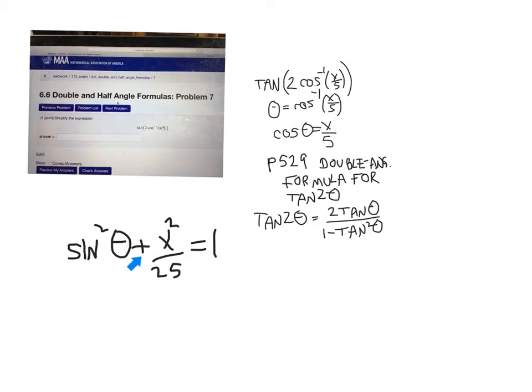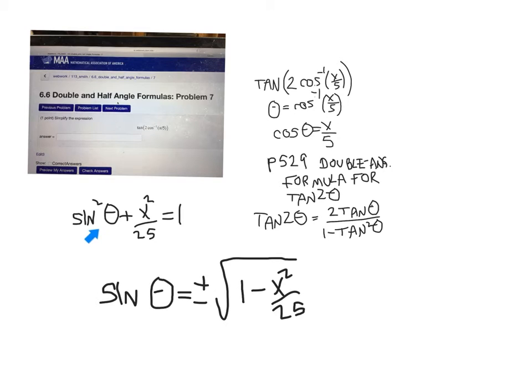Sine squared theta plus cosine squared theta equals 1. Cosine theta is x over 5, so cosine squared is x squared over 25. That's applying the Pythagorean identity. So solving for sine theta, I have to subtract x squared over 25 from both sides, and then I have to take the square root, plus or minus. Because there's no information about angle ranges, we're just going to take the plus square root. So I took out the plus or minus.